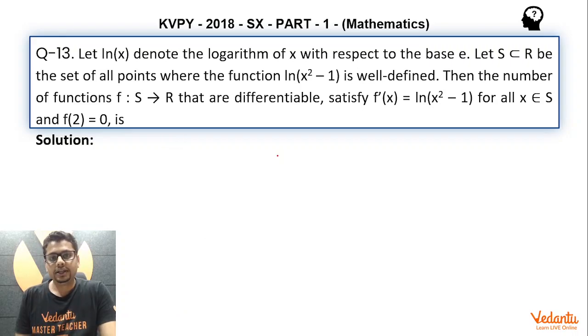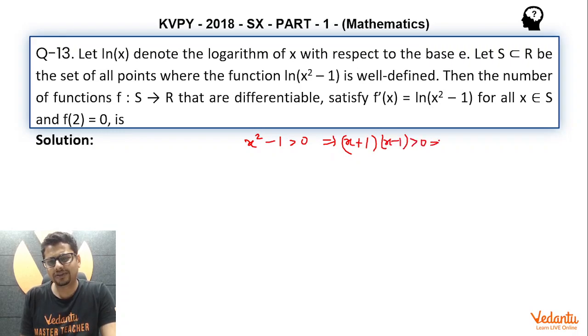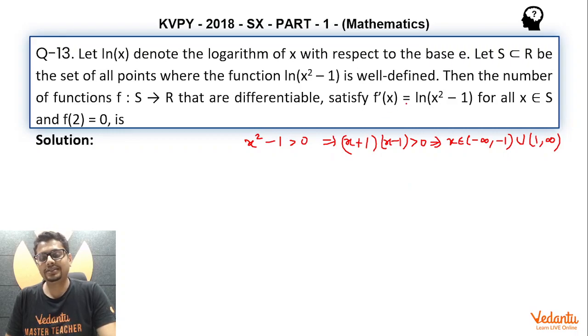Let's explore. Here first of all, what is the set S? All the values of x for which ln of (x square minus 1) is well defined. So for this expression to be defined, x square minus 1 should be greater than 0. Or you may say, (x plus 1) multiplied by (x minus 1) should be greater than 0. And using the wavy curve method, you may say x belongs to minus infinity to minus 1 open, union 1 open to infinity. Now f prime x is equal to ln(x square minus 1), and it is valid for all x belonging to the set S. And that's how we have derived the set S: minus infinity to minus 1 open union 1 open to infinity.